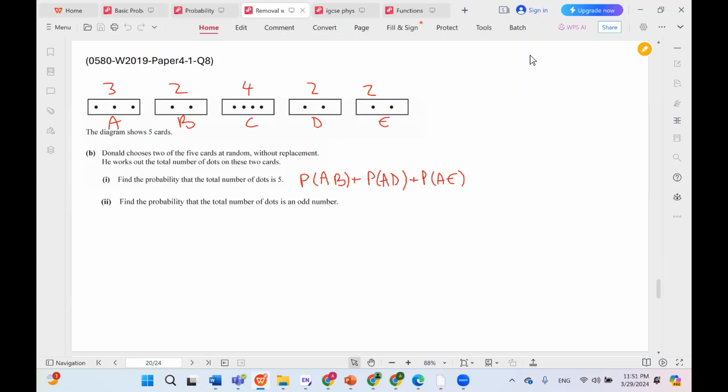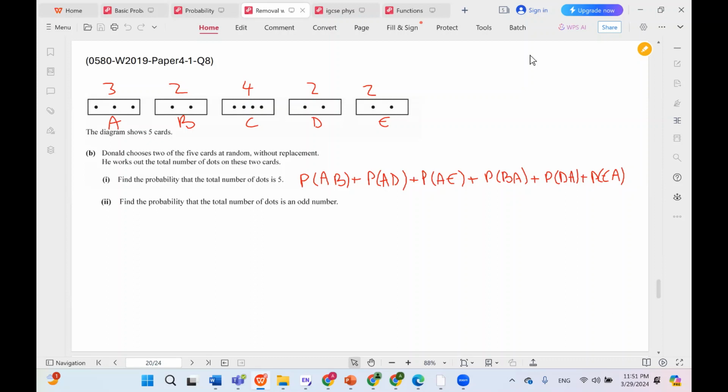So we can get BA, or DA, or EA. These are all the possible scenarios that can happen in which he draws out a total number of 5. So 3 and then 2, or 2 and then 3 in each of the following cases.